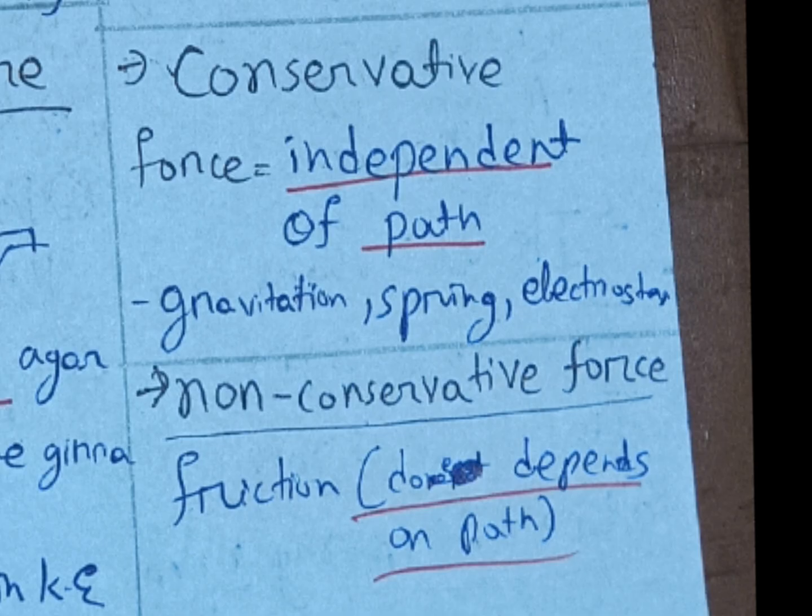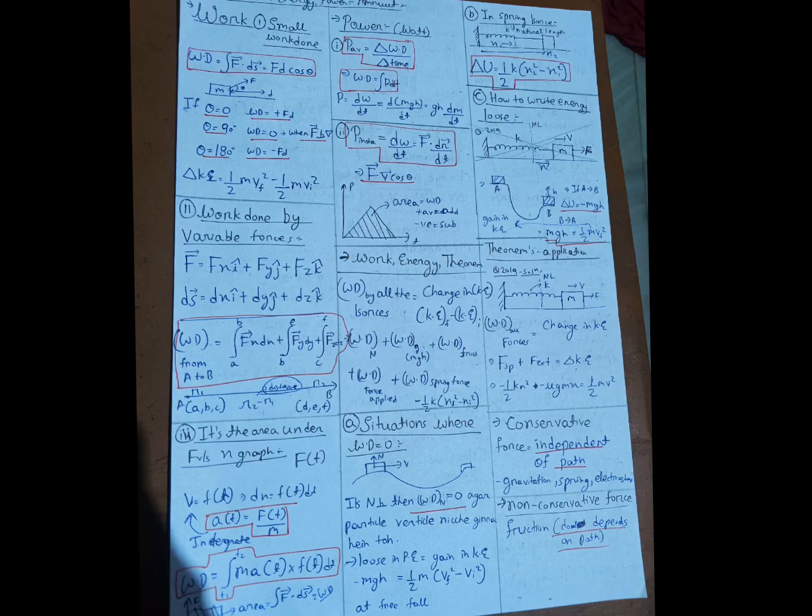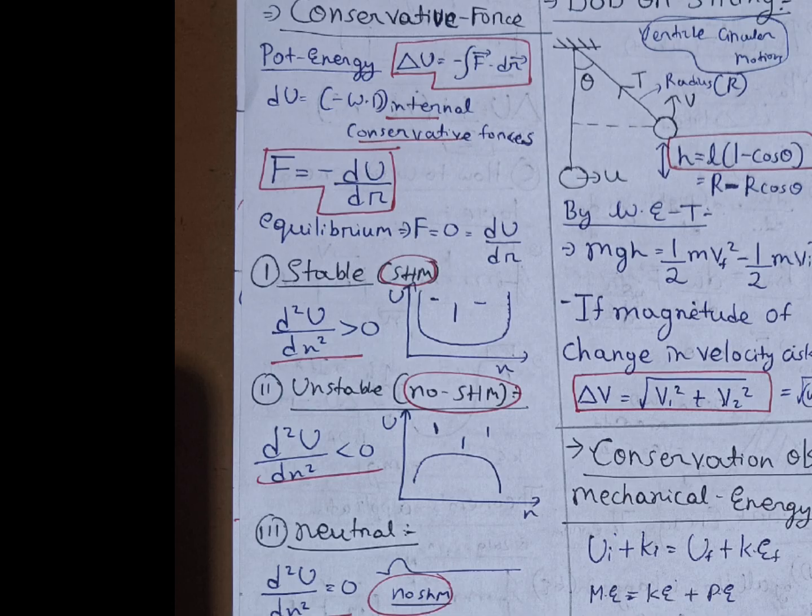Conservative forces are forces independent of path: gravitation, spring, electrostatic. Non-conservative forces, like friction, depend on path. For conservative forces, potential energy delta U is equal to minus integral of F dot dr. Work done is equal to minus the work done by internal conservative forces. F is equal to minus dU by dr. At equilibrium, F equals 0, so dU by dr equals 0.